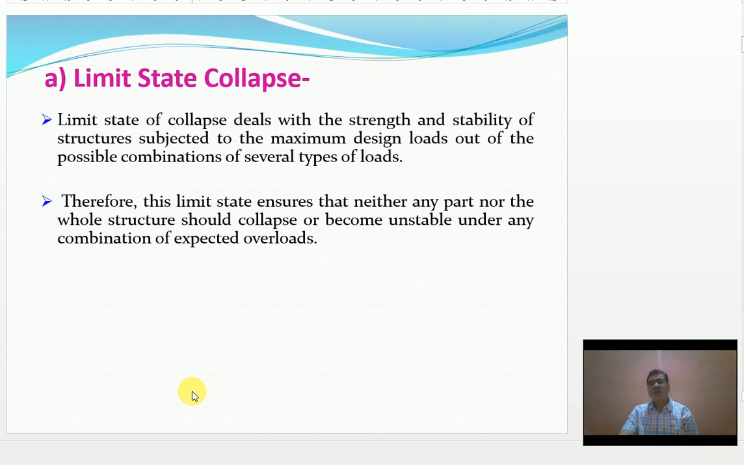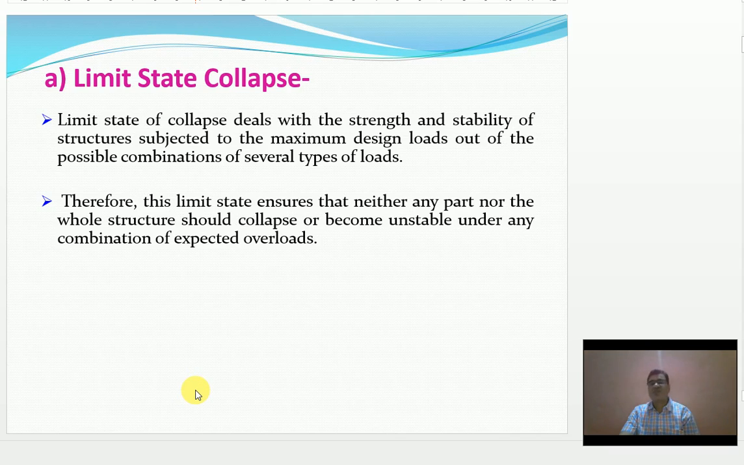So first one is limit state of collapse. It deals with the strength and stability of the structure subjected to maximum design loads out of the possible combinations of several types of loads. Now the structure may be subjected to dead load, live load, wind load, snow load, as well as earthquake load. In IS code different combinations are given, along with safety factors. The load factors are given. So whatever the critical load combination will be there, which gives maximum bending moments, maximum shear force, for that you have to check strength and stability of the structure. That means at that condition, at ultimate condition, your structure must be safe.